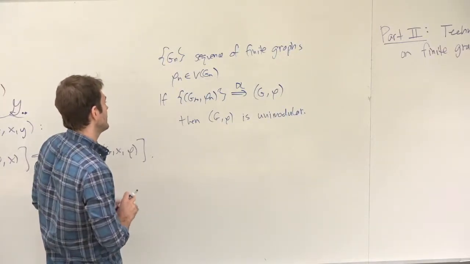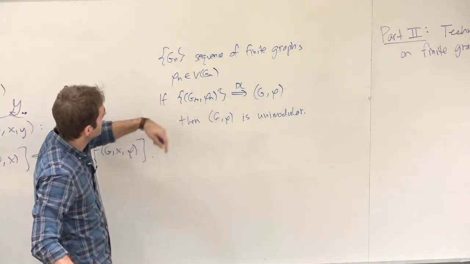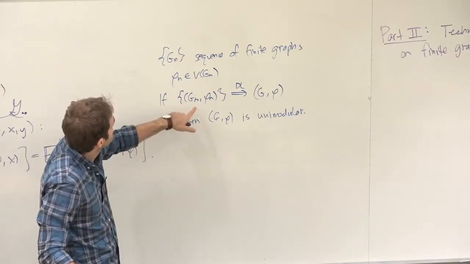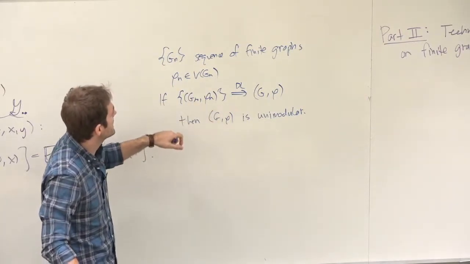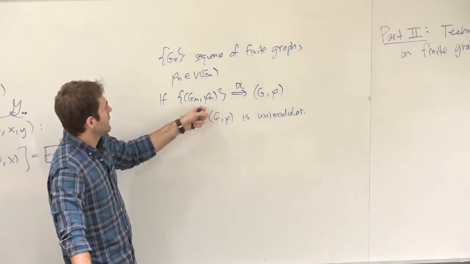And okay, what is this distributional limit? Right. So this notion of convergence means that the law of balls around the roots.